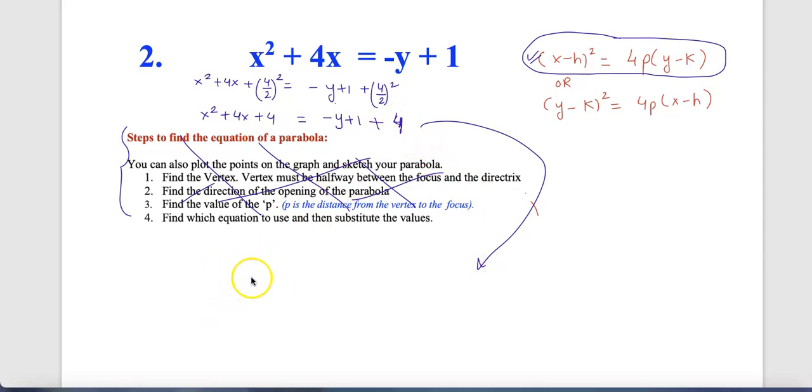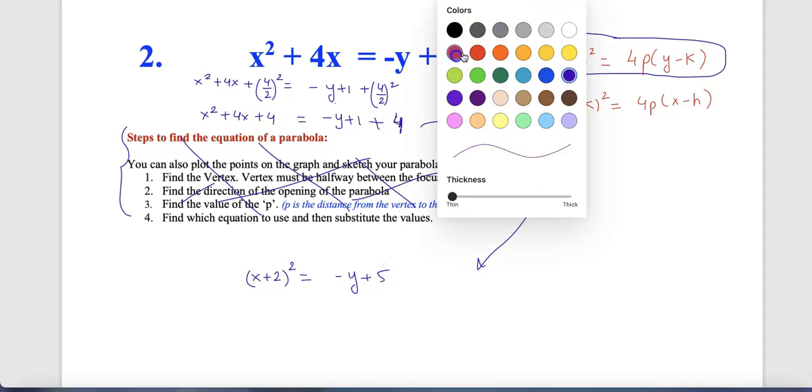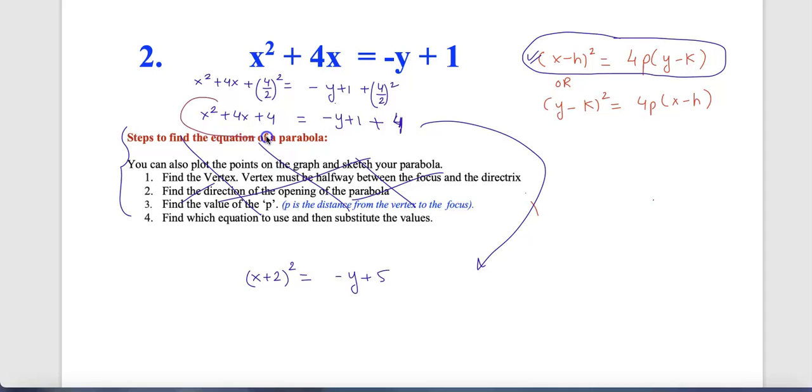So on the left side, since it is a perfect square, it will be x plus 2 whole square over here. And this is your negative y plus 5. Now, in case you want to know how I got this perfect square, it is from this step, I'm doing this part also over here.